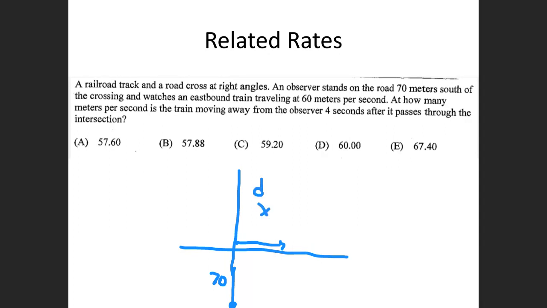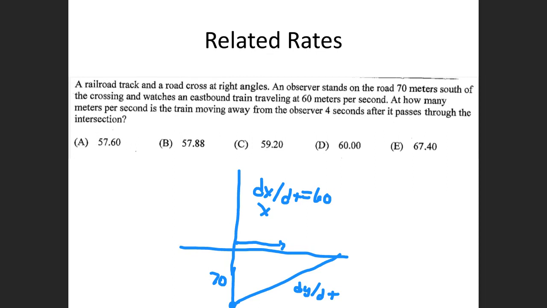So what did they just give me? They just gave me dx dt, and that is 60 meters per second. It's how fast it's going. At how many meters per second is the train moving away from the observer? So here's the observer. And we want to find, let's call this y, we want to find dy dt.